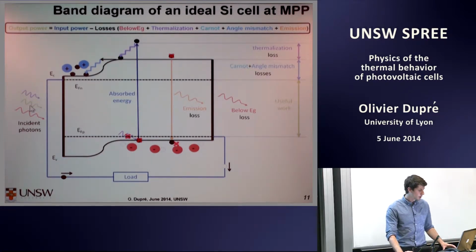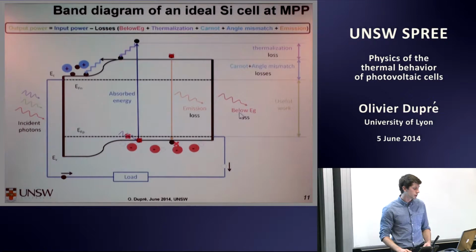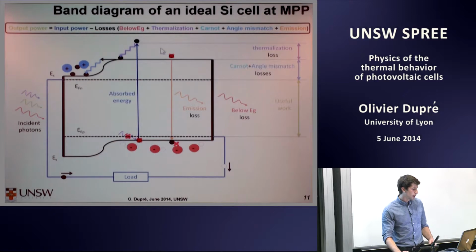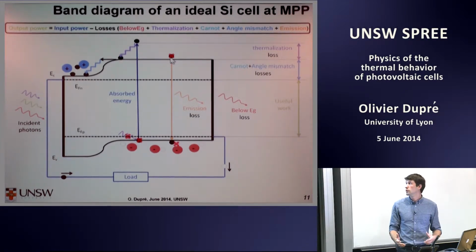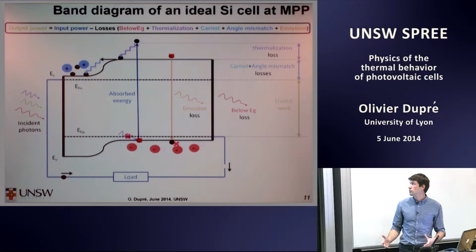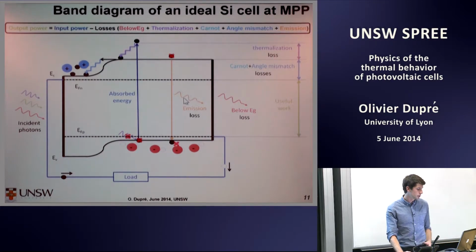Here is the incident energy. The photons that don't have enough energy to be absorbed will eventually go through the cell and won't be absorbed. Those that are absorbed give away their extra energy quickly to the phonons by a process called thermalization. And when we shine light upon the cell, we put the cell into disequilibrium. So of course, those excited electrons will have a limited lifetime. So some of them will recombine, and that's where we find our emission losses. Every recombination will emit a photon, and those photons will be lost to the energy conversion.